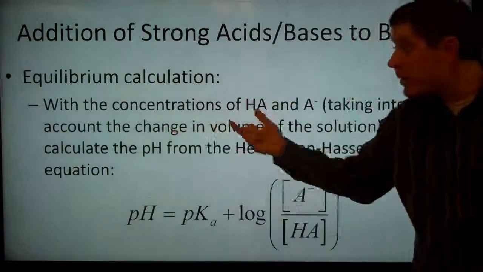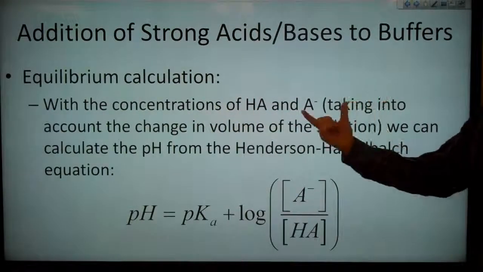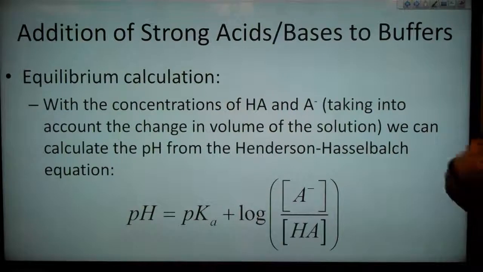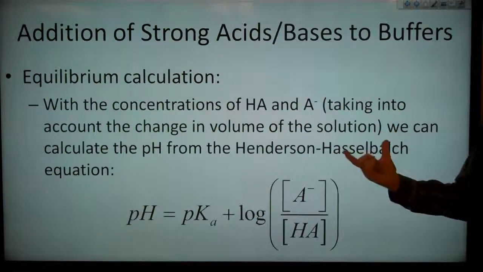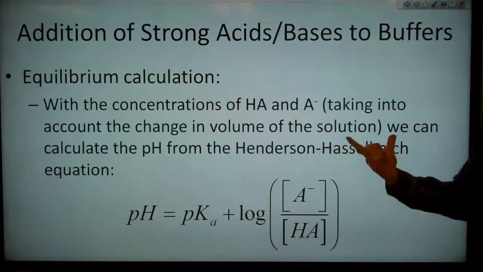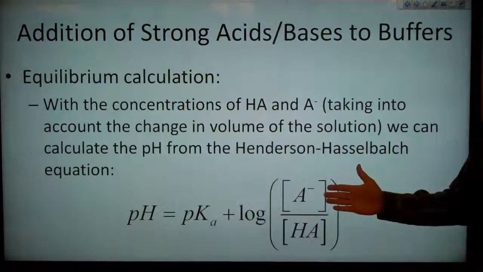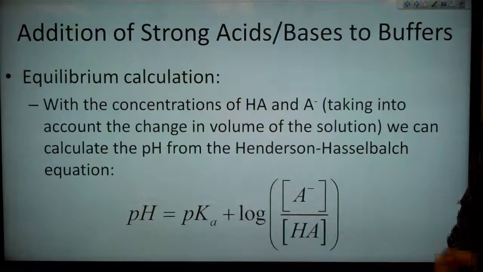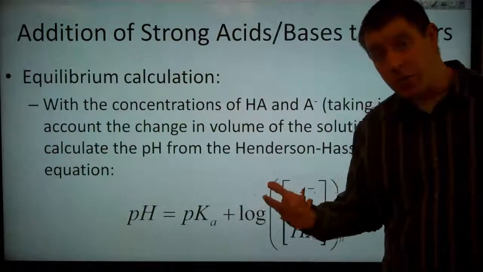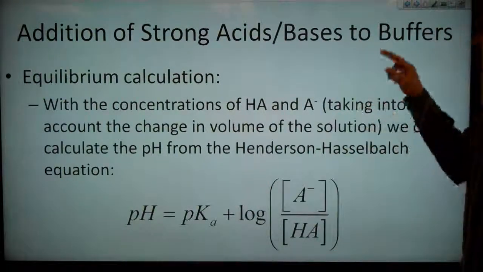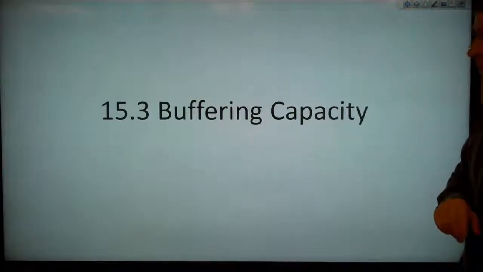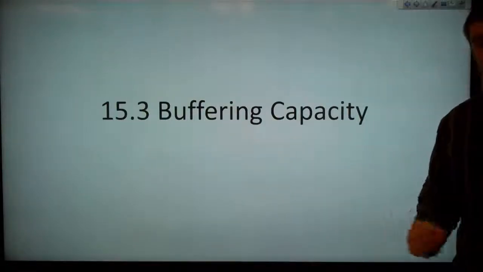The second part is the equilibrium calculation. So with the concentrations of HA and A-, taking into account the change in volume of our solution, we can calculate the pH from the Henderson-Hasselbalch equation. So we plug in the base concentration divided by acid concentration. Again, we have to account for the dilution once we've added our strong acid or base. And so that was buffering capacity.